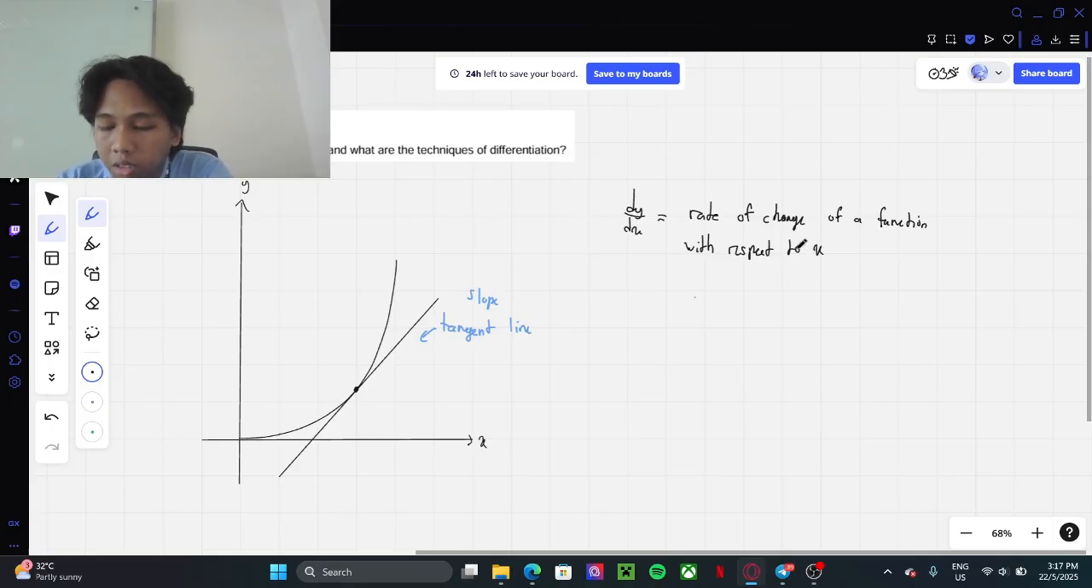So in simpler terms, differentiation tells you how fast something is changing, the slope or gradient of a function at any point. So let's say we have a curve right here, and then we need to find the slope of the tangent line at any given point. The tangent line is a line that touches one point on a curve, and one point only. It cannot be two points, it cannot be three, only one. So we have to find the slope of the tangent line in order to find the rate of change of a function at that point.